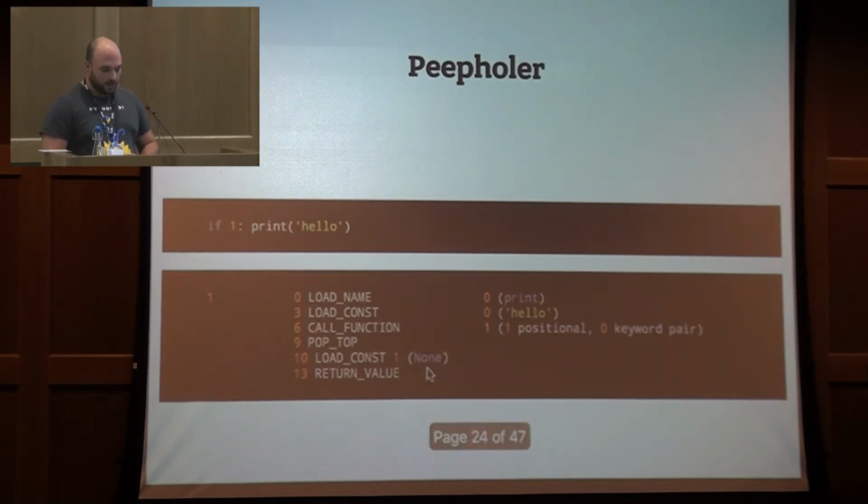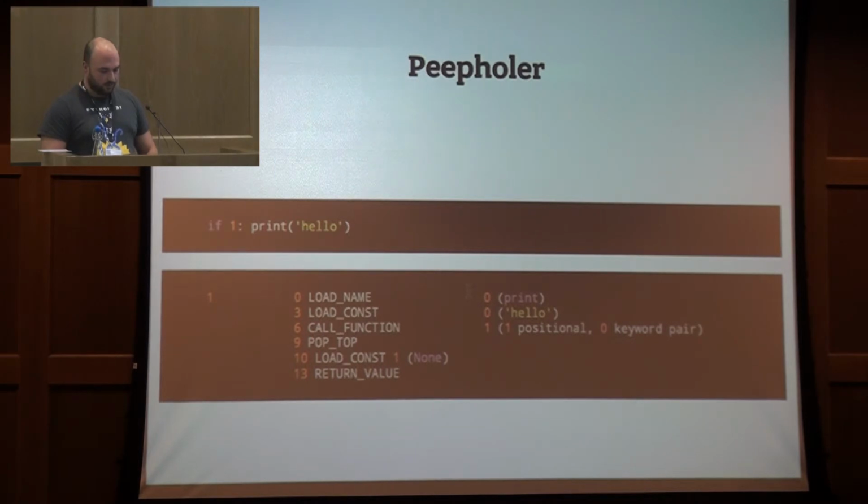Okay. But when we want to test the Peepholer example, if 1 is true, of course, print hello. We can see that we load the name, the function, the symbol, and the stack. The load const, hello, call the function. So, print is a function with a positional parameter, and we return the value with the pop.